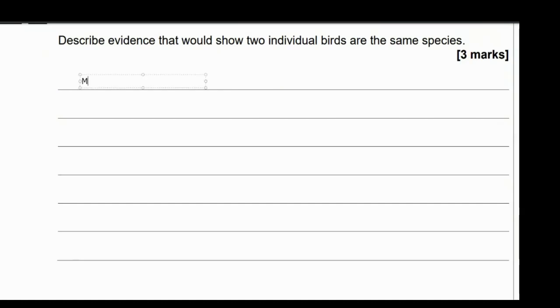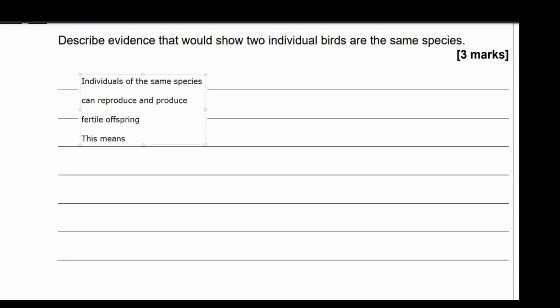Right, let's move on. Describe evidence that would allow two individual birds to show they are of the same species. Well, if they're of the same species, they can reproduce and produce fertile offspring. So we should be able to get these two birds to reproduce, and then get their children to reproduce. And that would mean they are of the same species. So they can reproduce and have fertile offspring.